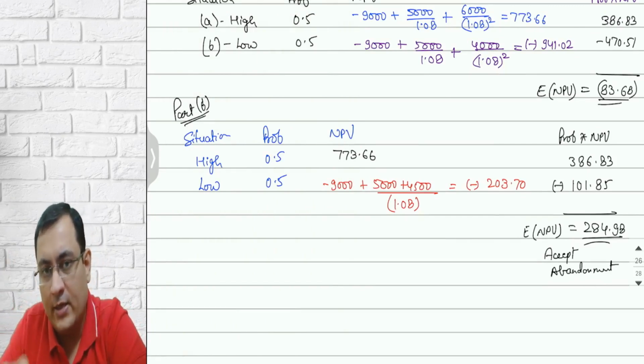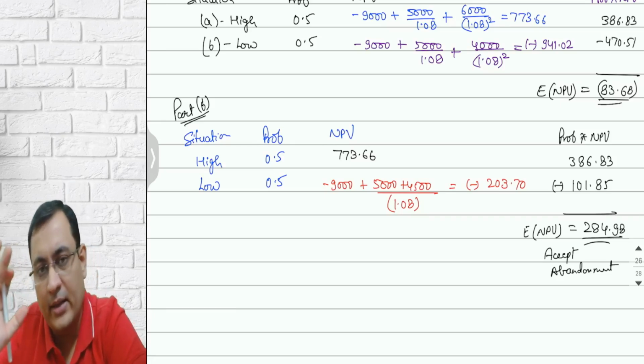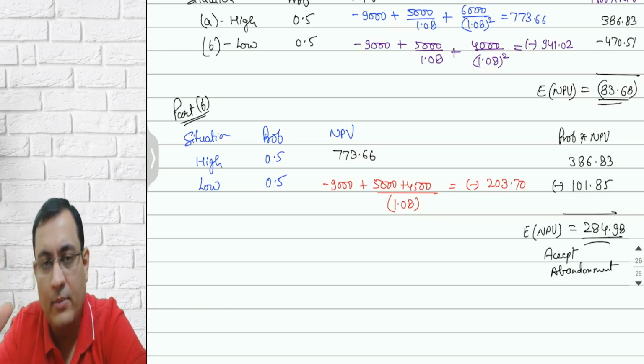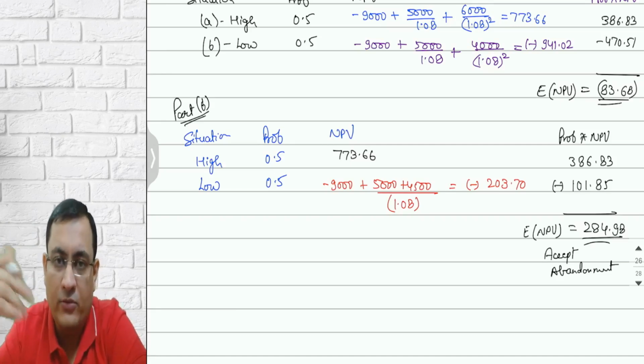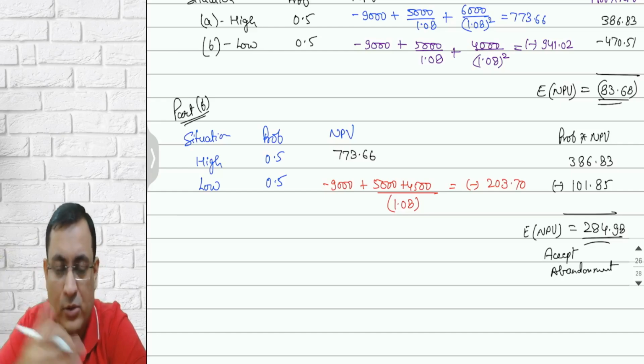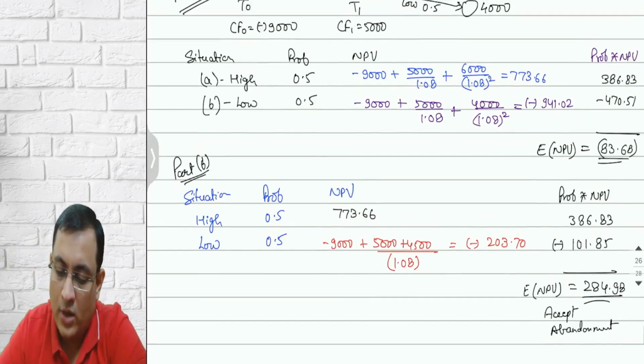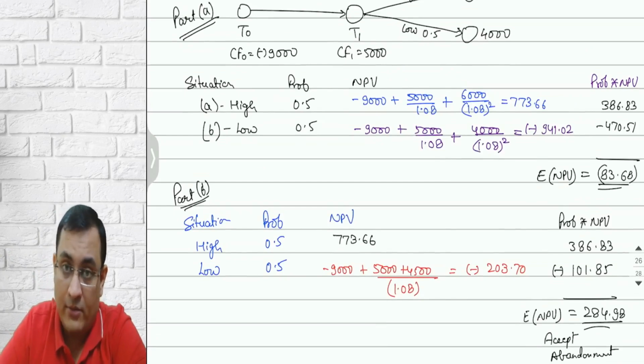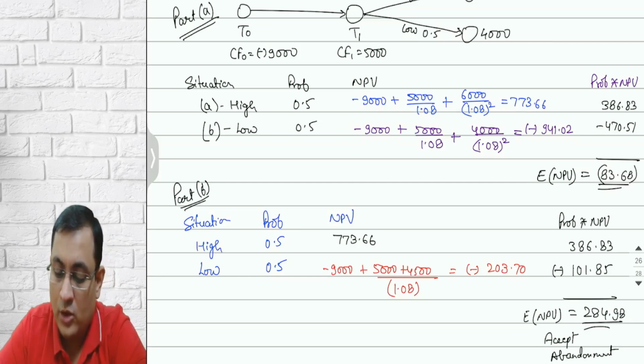So this decision will be taken at T1 after getting the information about the demand in the market at T1. This type of project, where you can abandon or decrease the size of the project, has a sizing option. Here, in the first case also, we have already compared, assuming that the present value of CF2 is equal to 6,000 divided by 1.08.